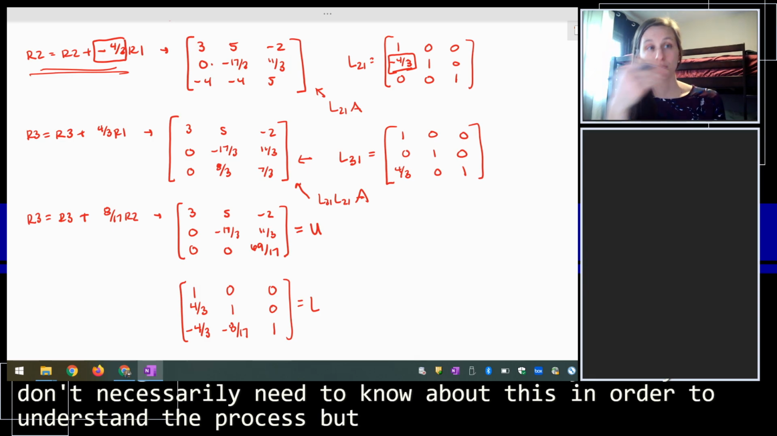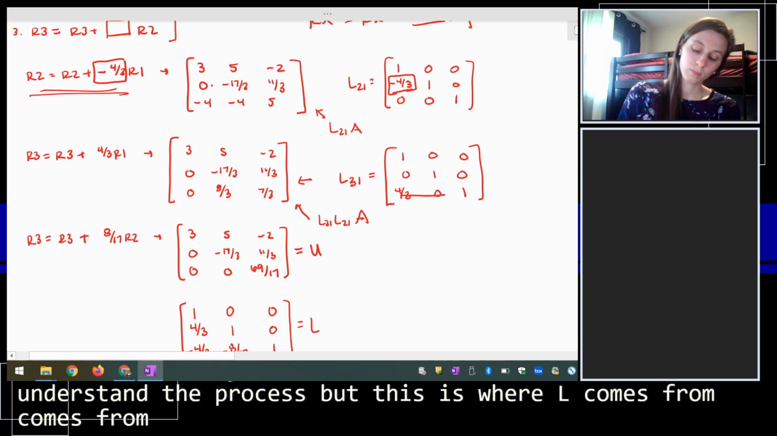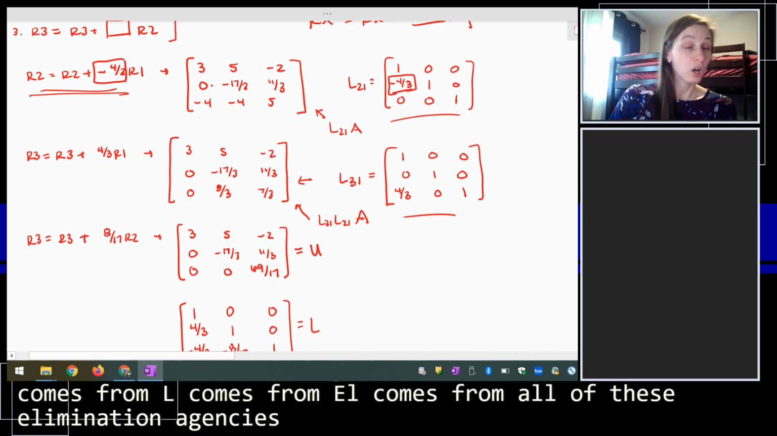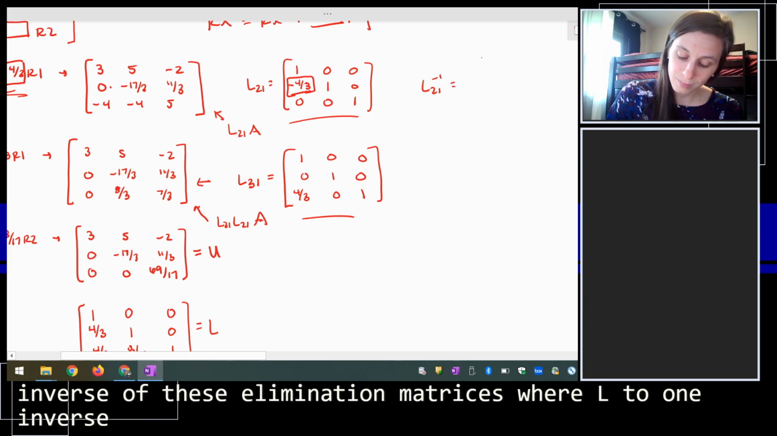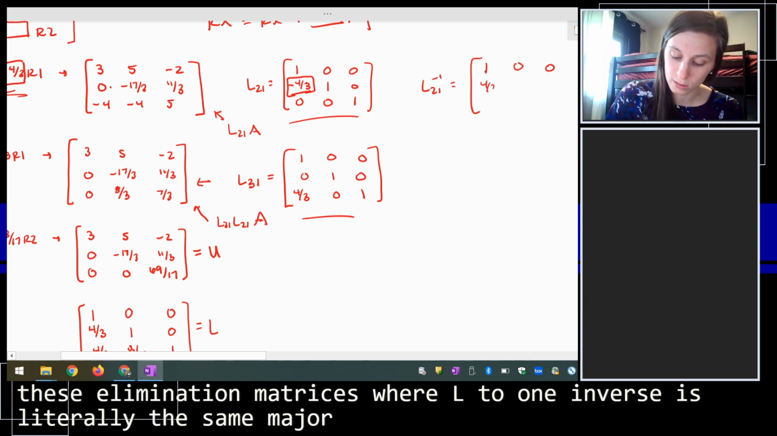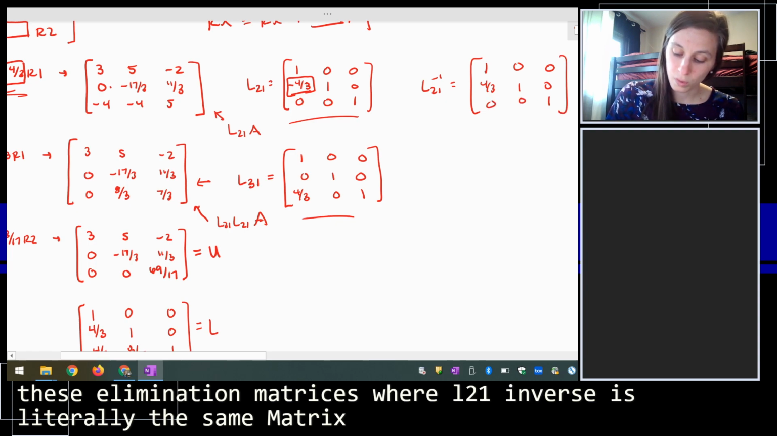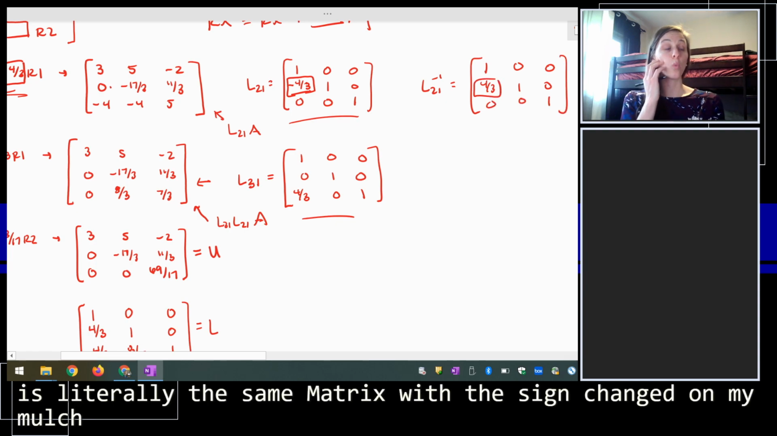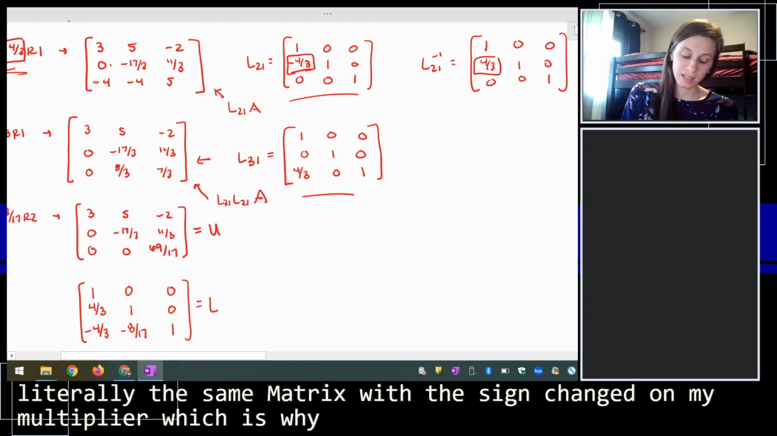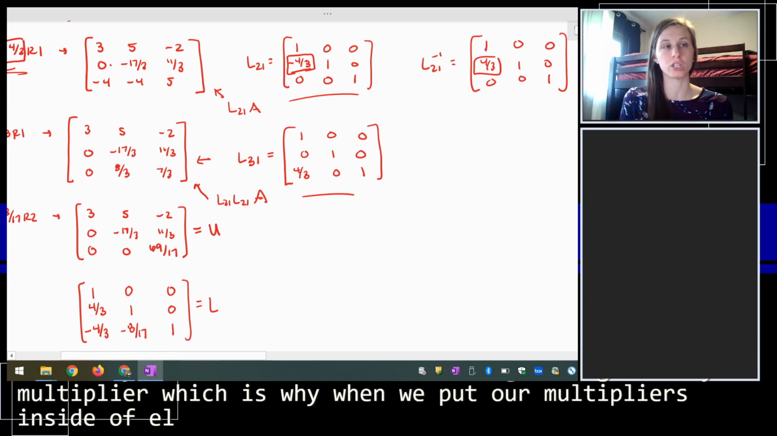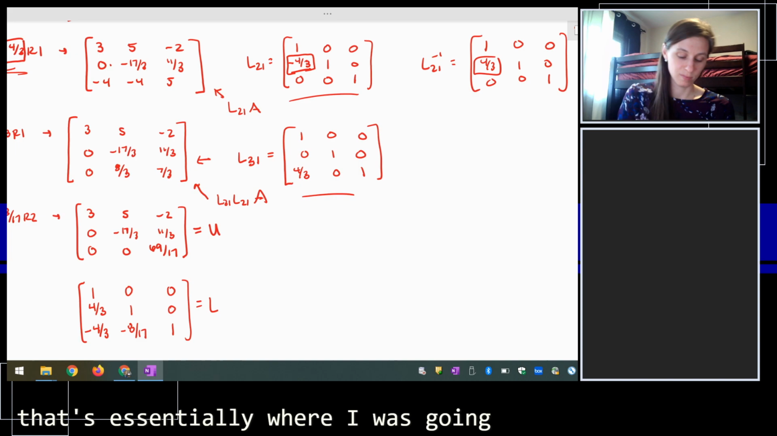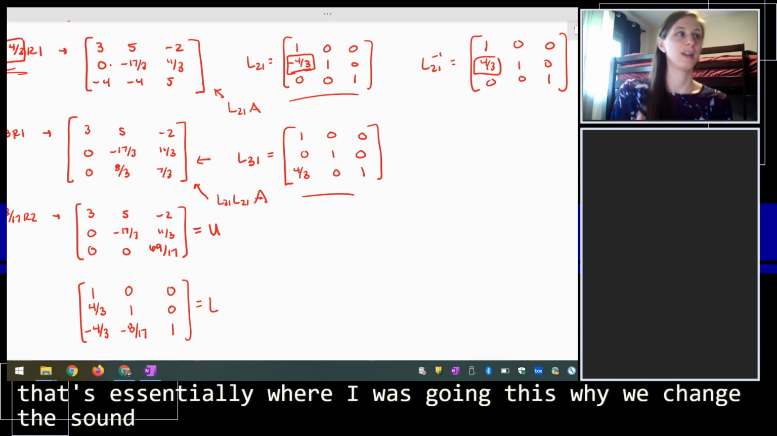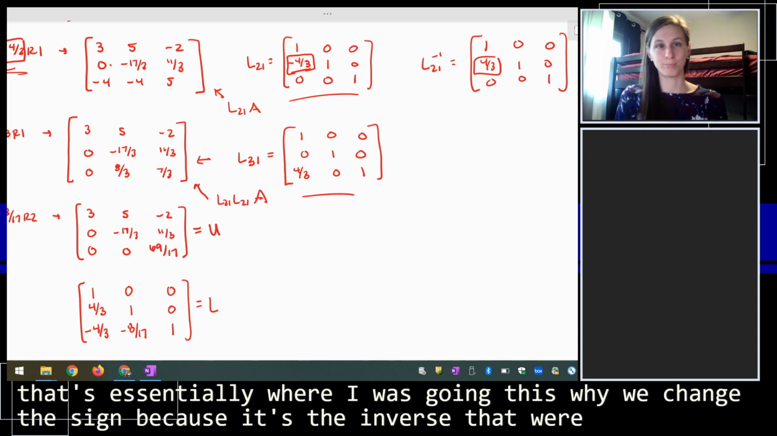But this is where L comes from. L comes from all of these elimination matrices. And it turns out it comes from the inverse of these elimination matrices, where L21 inverse is literally the same matrix with the sign changed on my multiplier, which is why when we put our multipliers inside of L, we change the sign, because it's the inverse. That's essentially where I was going with this: why we change the sign. Because it's the inverse that we're pulling together.